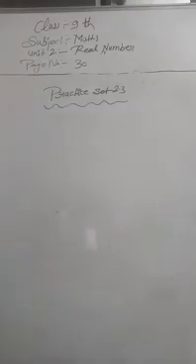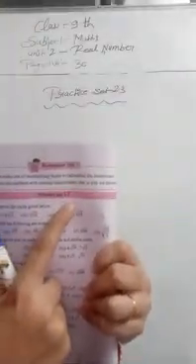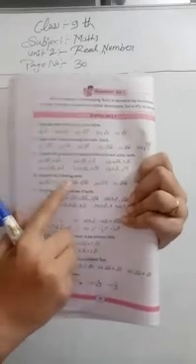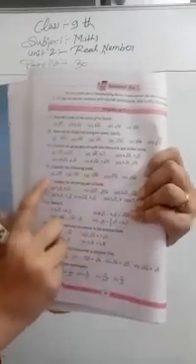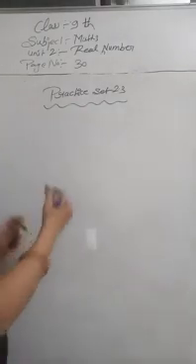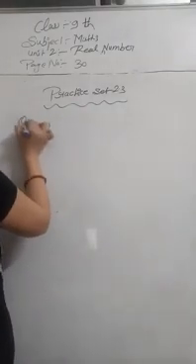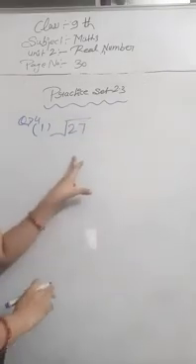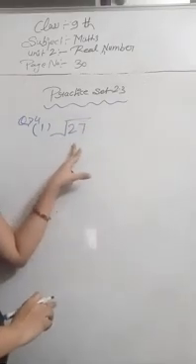So, students, today we are going to learn page number 30, practice set 2.3, question number 4. Simplify the following surds. First one is root 27. So we have to simplify root 27.